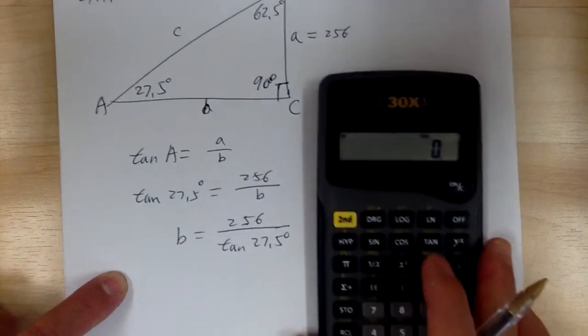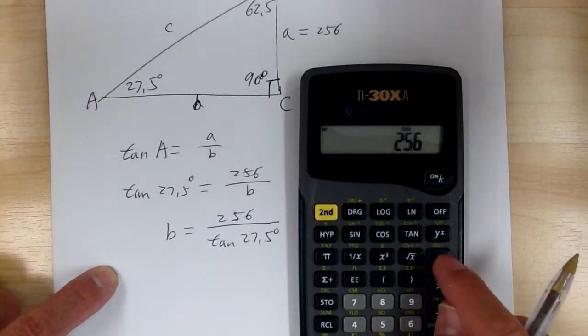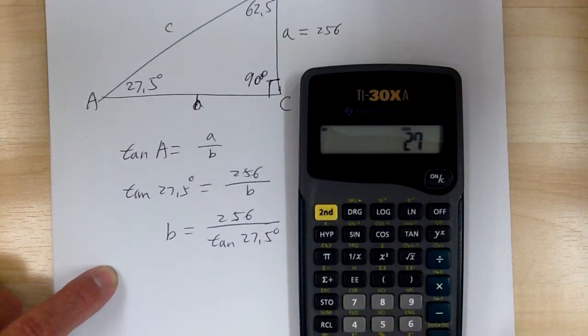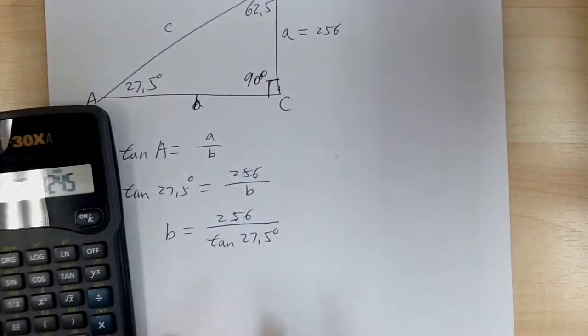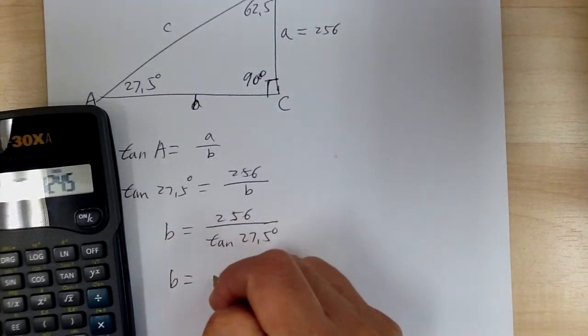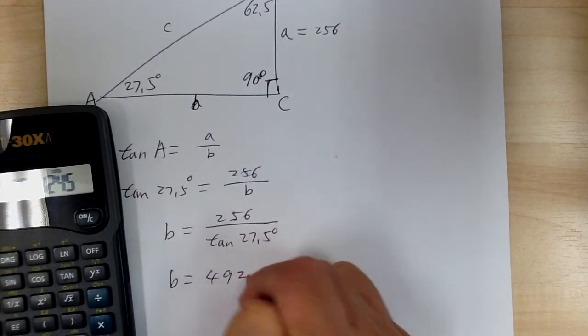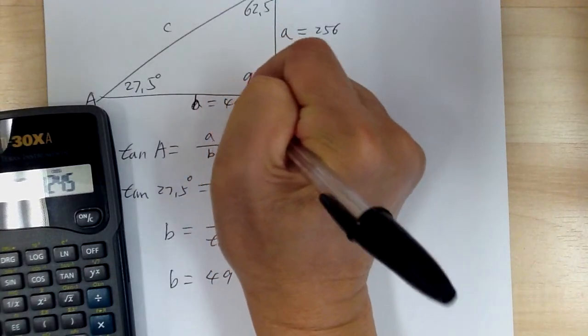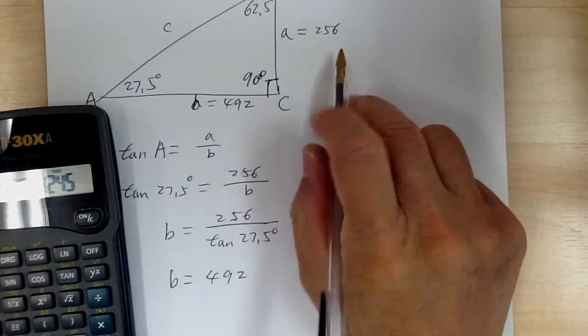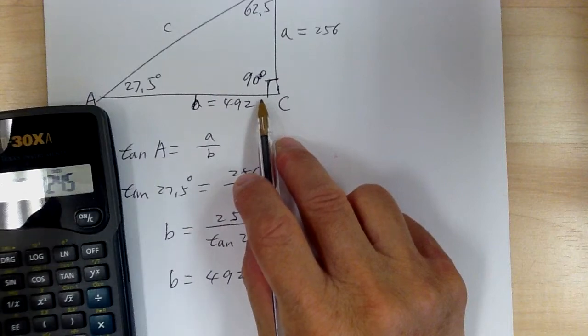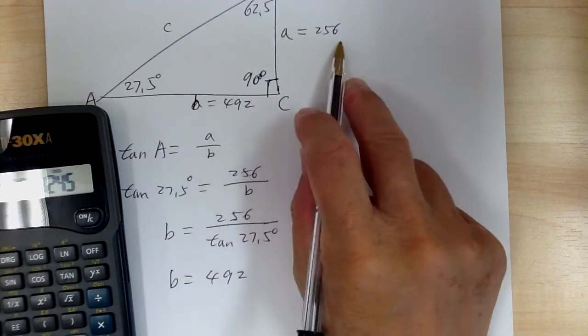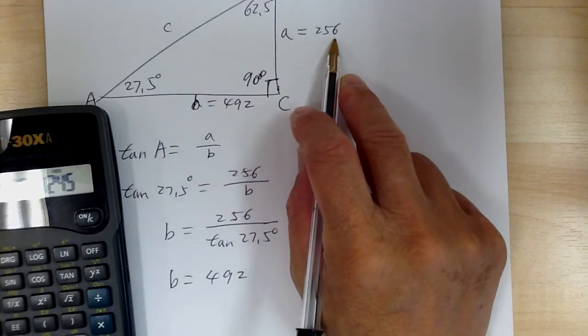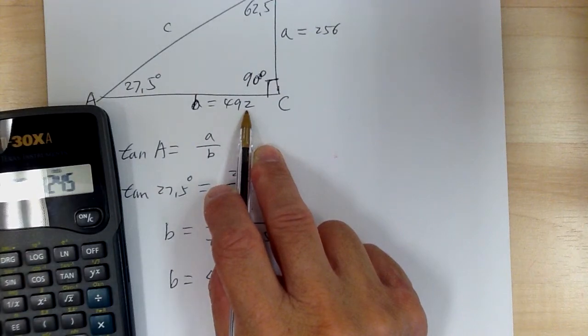Okay, so let's go and do that. 256 divided by tangent of 27.5. Make sure you push equal. So b equals 492. Again, for significant digits, you just follow what is given. Over here it is 256, so you round it off to the nearest digit, right?